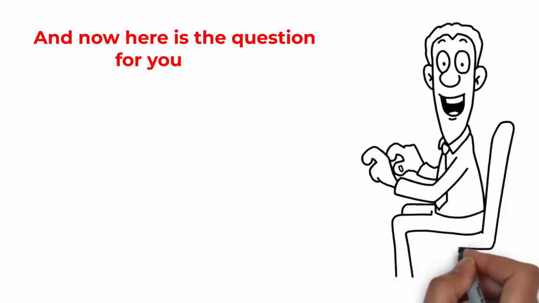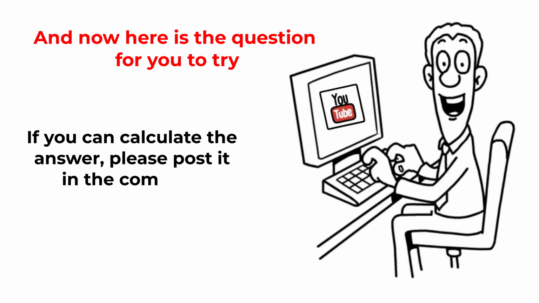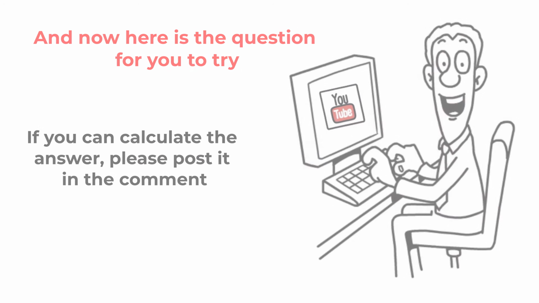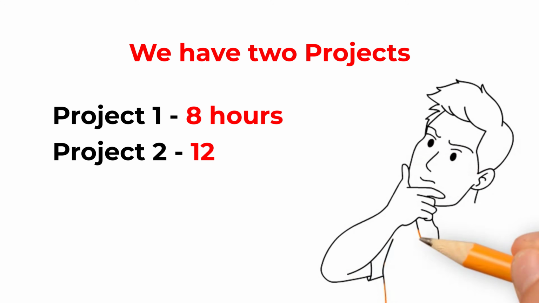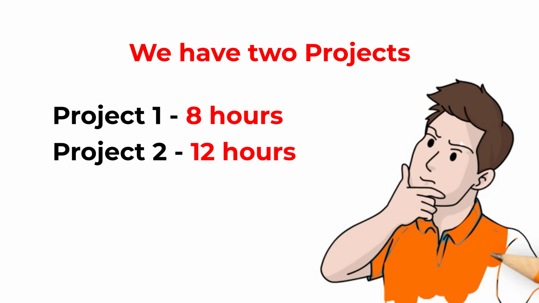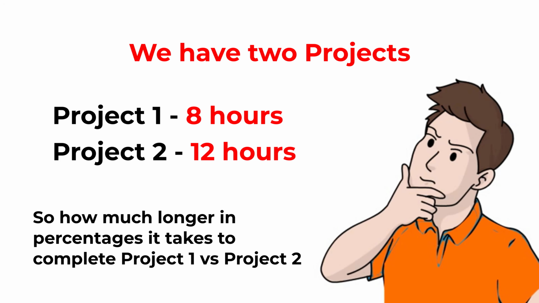And now, here's the question for you to try. If you can calculate the answer, please post it in the comment section of this video so I can give you the grade. We have 2 projects, and to complete project 1, it takes 8 hours, and to complete project 2, it takes 12 hours. So how much longer in percentages does it take to complete project 1 versus project 2?